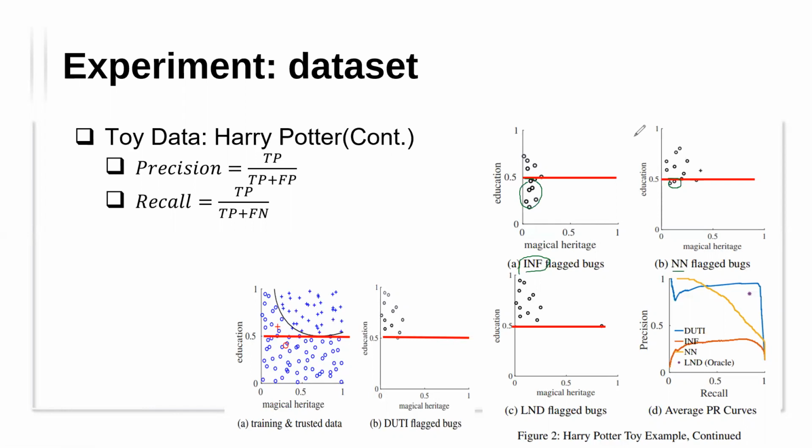And they also use PR curves to evaluate their methods. Precision is the true positive over true positive plus false positive, and recall is equal to true positive over true positive plus false negative. So the line should be close to one. If it is close to one, then it is better. From D, we can see that duty performs the best.